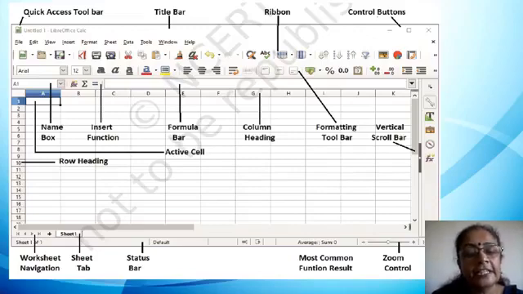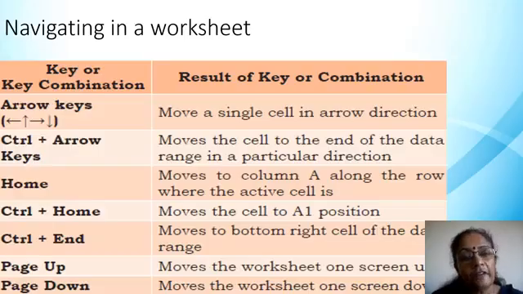So here in a gist, this is the diagrammatic representation of the entire screen. That is the quick access toolbar, title bar, ribbons, the control boxes, the name box, the insert function, formula bar, column headings, formatting toolbar, the vertical scroll bars, the worksheet navigation, sheet tabs, the status bar, and the zoom control button. So these are basically the different parts of an OpenOffice Calc worksheet. Now navigating in a worksheet is a very important part of Excel.